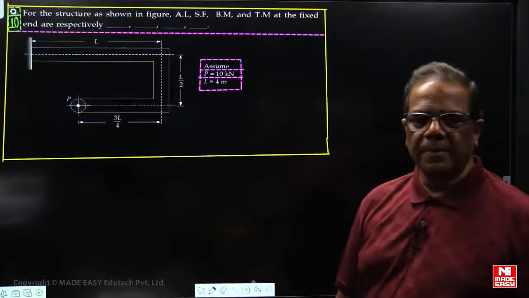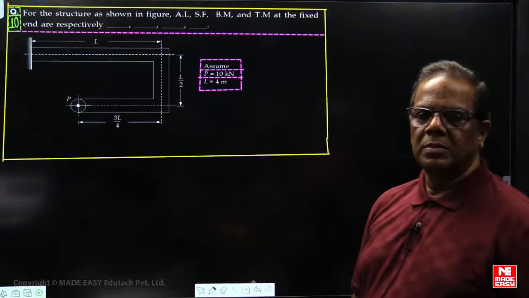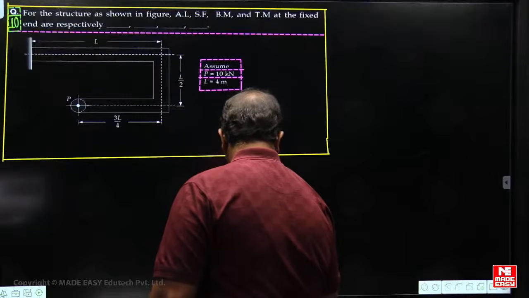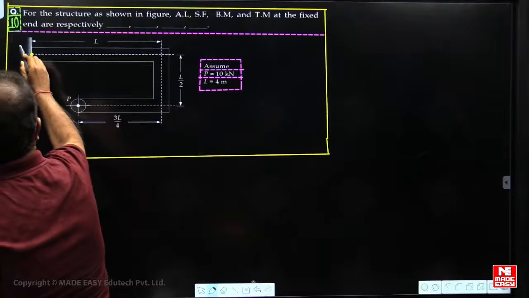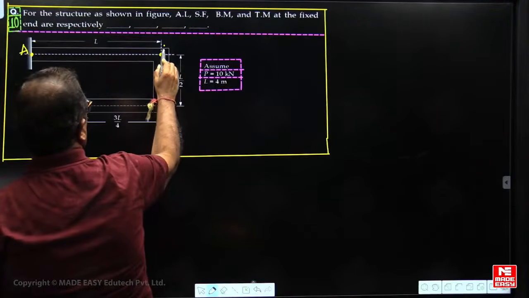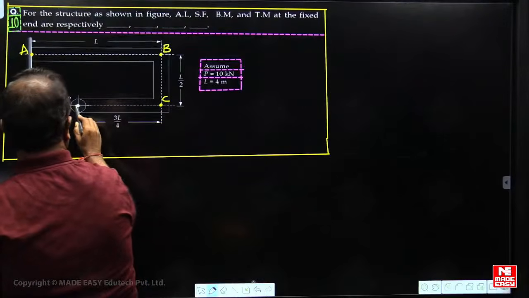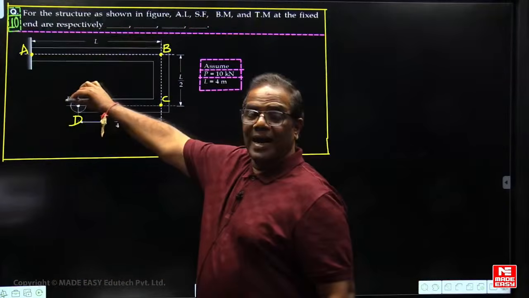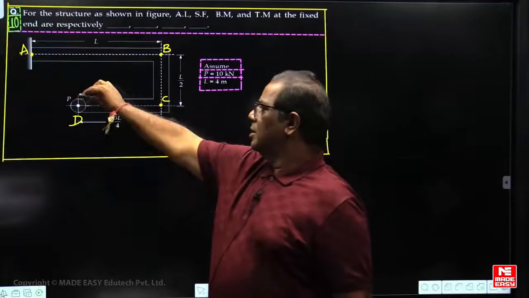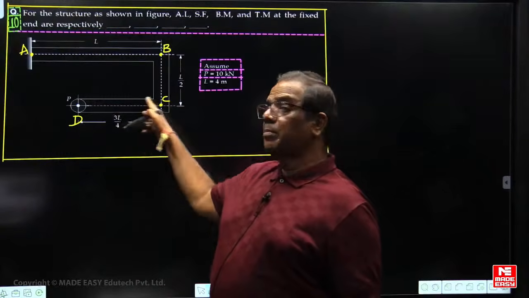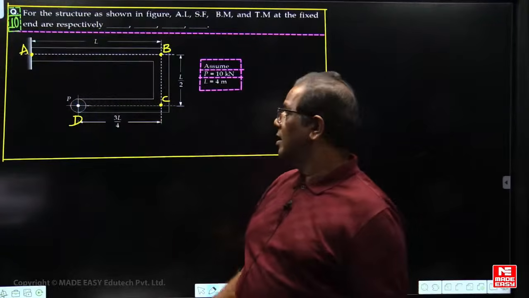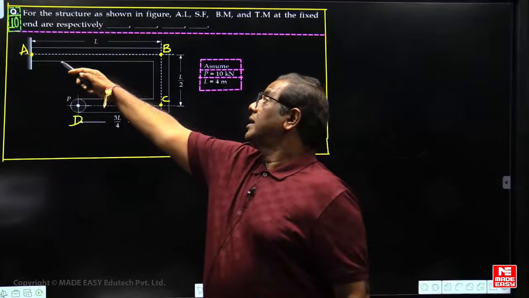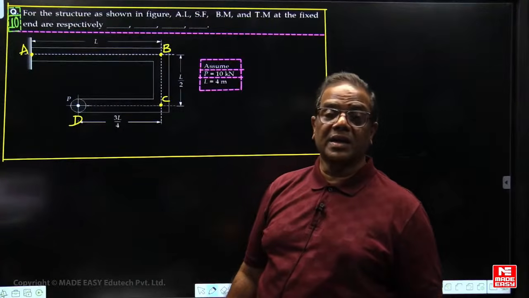So once again, concept oriented now. I am calling this point A. This is B, C, and this is D. The load is applied at D, perpendicular to the plane of the board. So for the CD member, it is a horizontal transverse shear load. For the BC member, a horizontal eccentric transverse shear load. And the AB member is also once again a horizontal eccentric transverse shear load.